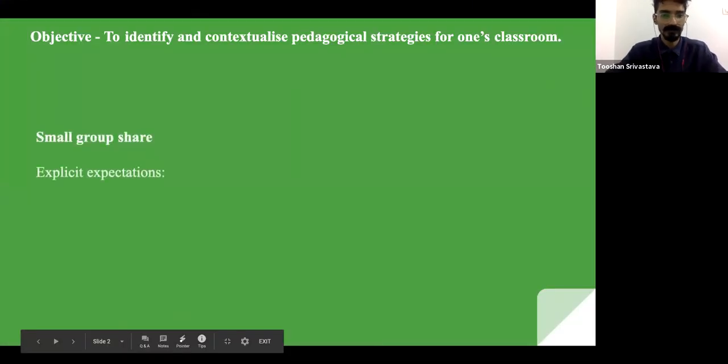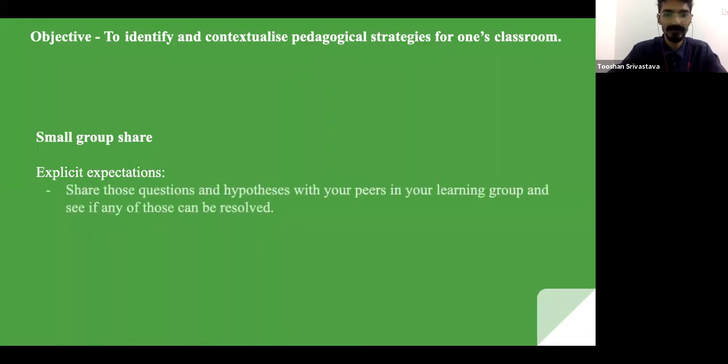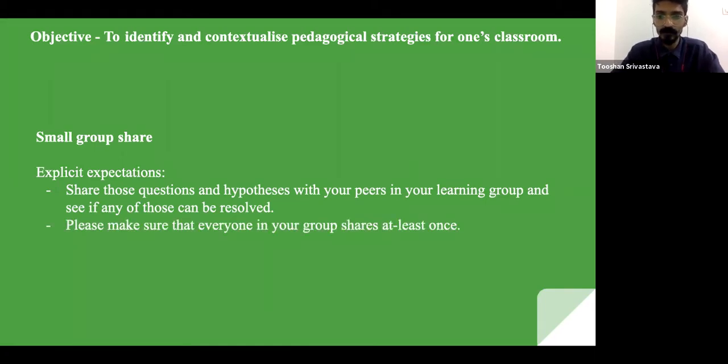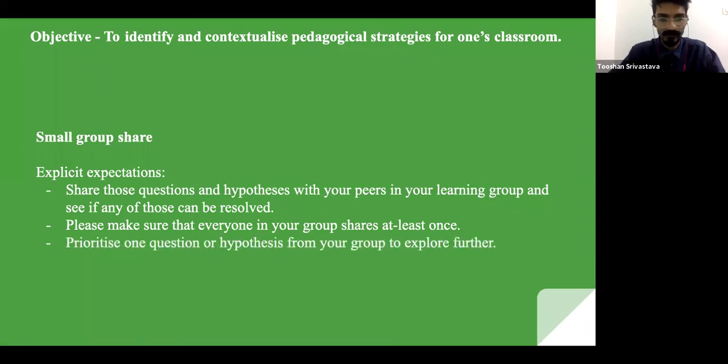For this small group share, the explicit expectations from everyone are: share those questions and hypotheses with your peers in your learning group and see if any of those can be resolved. If any one of your peers can answer a question, please do let them do that. Please make sure that everyone in your group shares at least once. We have a different variability of science educators. Some of us are maybe dedicated physics teachers. Some of us have not taught physics so much. Because there's a huge variability, please allow everyone to share at least once and then see if any of those questions or hypotheses can be resolved.